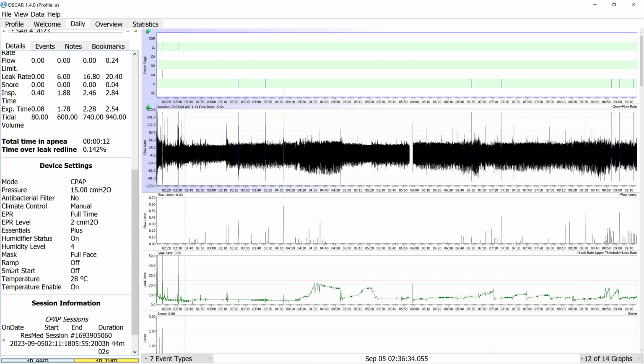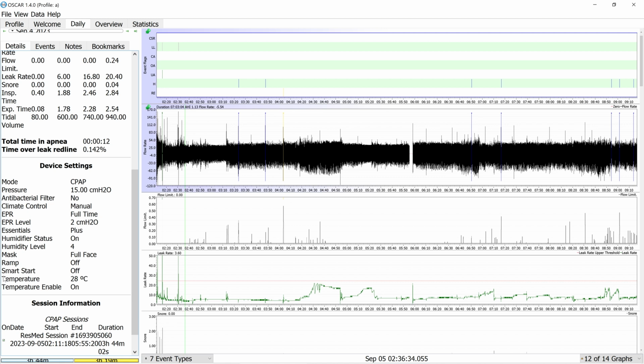Ramp, the ramp feature is just, if it's on, your machine will start at a low pressure that's a little bit easier to fall asleep to and make its way up to your therapy pressure instead of starting right at your therapy pressure, which obviously is a comfort feature that patients on higher pressures especially might enjoy. Smart start is you stick the mask on and you start breathing, and it can literally feel that you're breathing, so it'll turn the machine on instead of pressing the button.